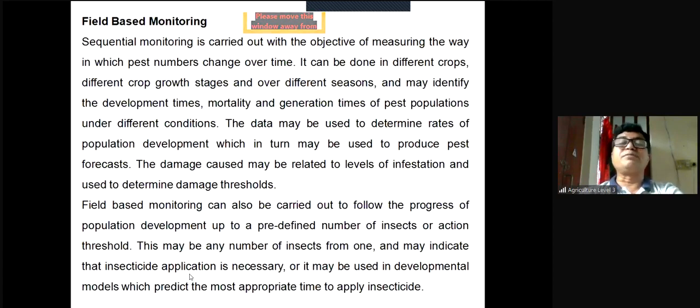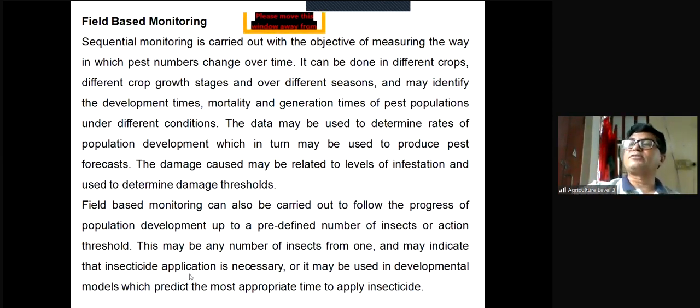The data may be used to determine the rates of population development, which in turn may be used to produce pest forecasts. If we have this data, we can also use it for forecasting to the farmers regarding the pest. The damage cost may be related to the levels of infestation, and used to determine the damage thresholds. Damage threshold means economic threshold or economic injury level, etc. We can also prepare these by field-based monitoring. Field-based monitoring can also be carried out to follow the progress of the population development up to a predefined number of insects, or action threshold.